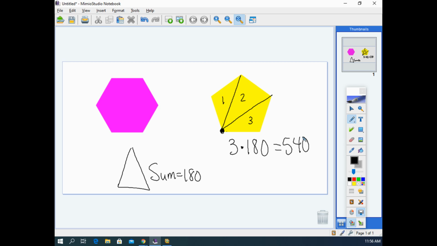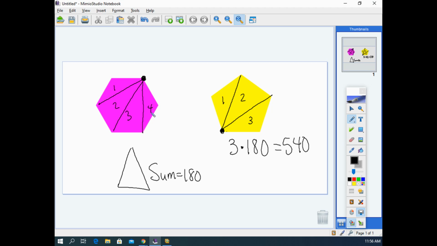Now on the hexagon, I'm going to pick a different vertex. I pick one vertex and draw lines from that vertex to figure out how many triangles I can create in this hexagon. 1, 2, 3 lines, but I created 4 triangles.